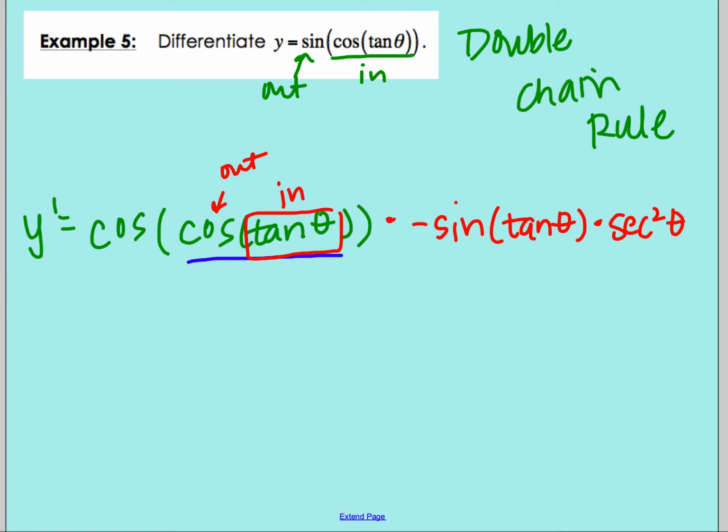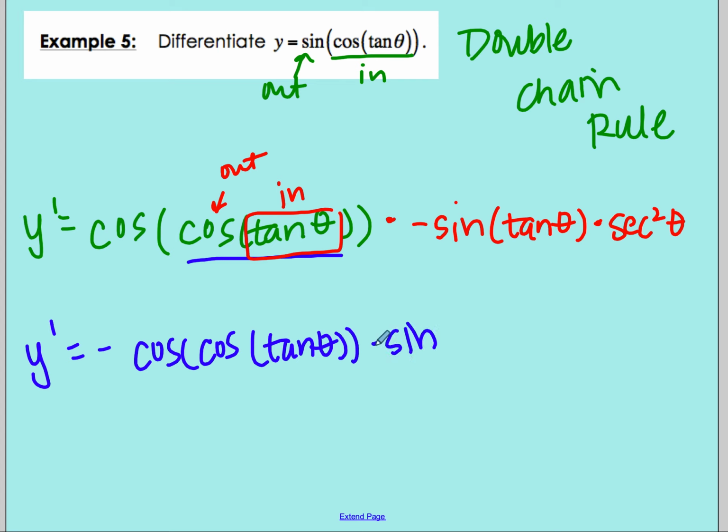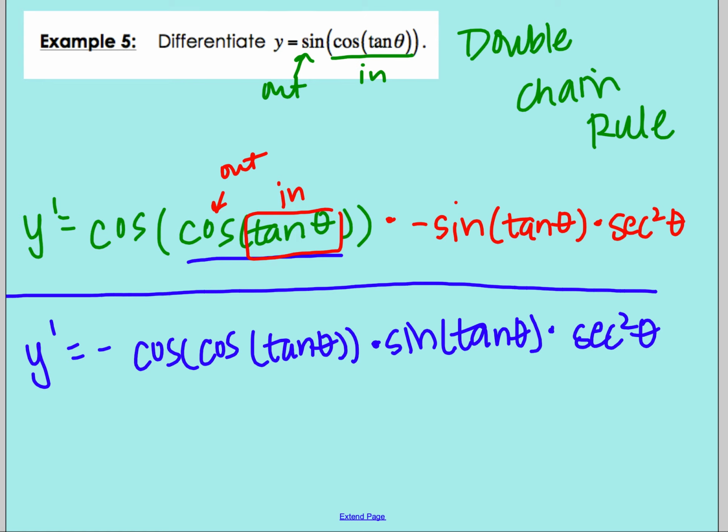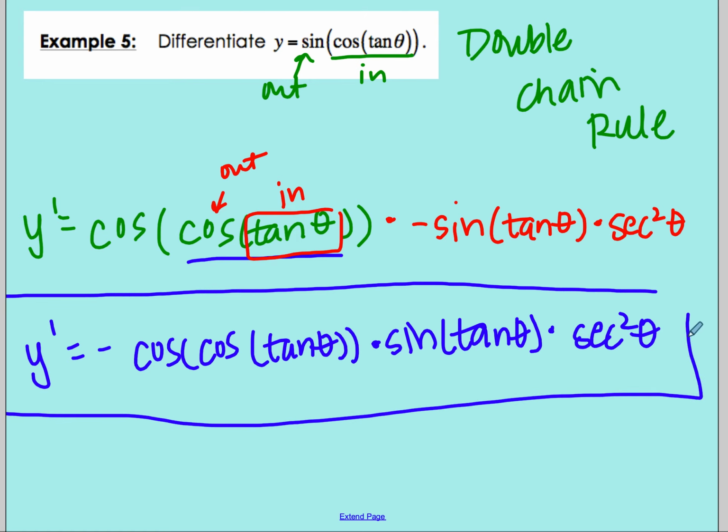And then I would just do a very small rewriting. We usually put negatives in the front so it doesn't look like subtraction. So y prime equals negative cosine of tangent of theta times sine of tangent of theta. So this is times tangent of theta times secant squared of theta. And that would be my answer for example 5.